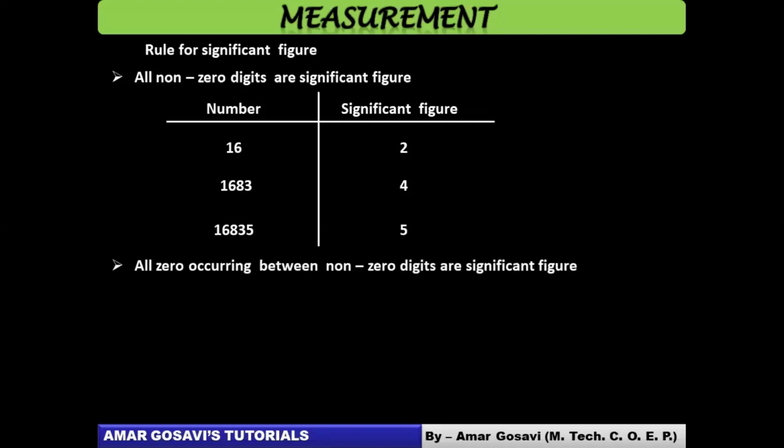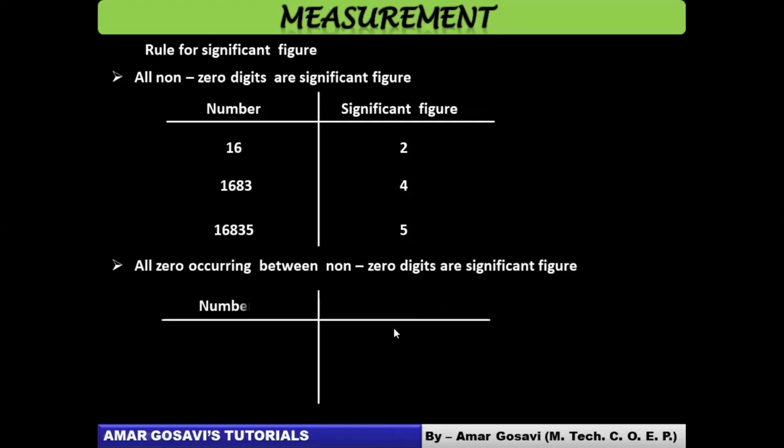All zeros, the second rule. Please try to understand this. You have to be very focused on what we are discussing, because once you understand all the rules, it is much easier for you to depict significant figures, and you would get such questions in your examination. The second rule says all zeros occurring between non-zero digits are significant figures. Very interesting. Let's work it out with the help of examples.